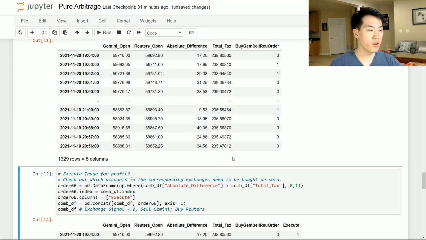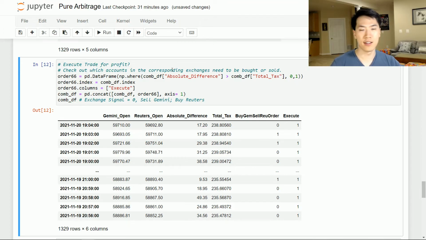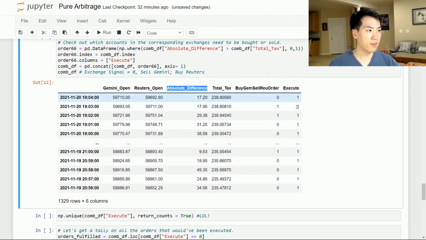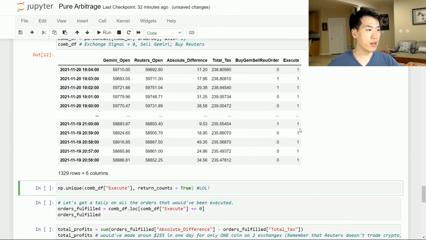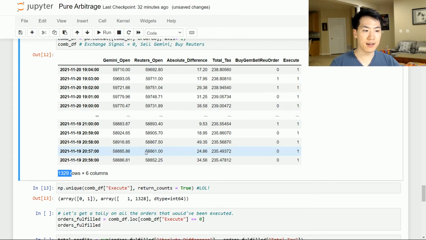So let's go a step further and see whether or not we want to execute on that trade. I just did a very simple if-then statement. Essentially, if my total tax is less than the difference, I'll go ahead and execute on that trade. So the value that I'm looking at here is zero. I had no idea what my zero values were, and I just checked how many trades would actually be executed in one-ish day. Notice that this is minute data, and this is a little bit more than 24 hours of straight trading. So there's only one opportunity for me to trade.